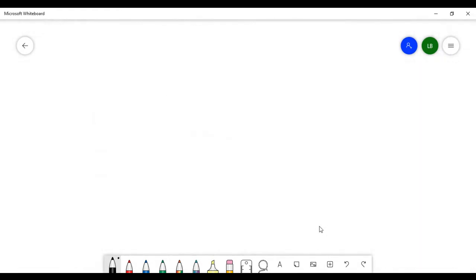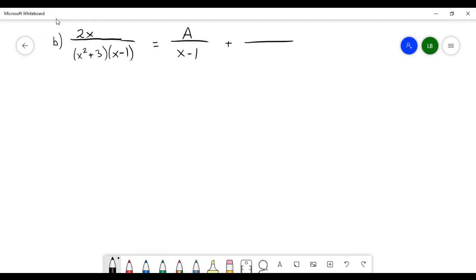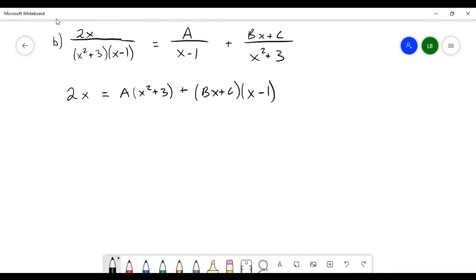To a new section of the whiteboard. The second one was 2x divided by x squared plus 3 times x minus 1. And again, we first need to set up our partial fraction equation. I'm going to let it be A over x minus 1 plus, since our second term is of degree 2, that tells us we need bx plus c on the top. So then 2x is equal to a times x squared plus 3 plus bx plus c times x minus 1.